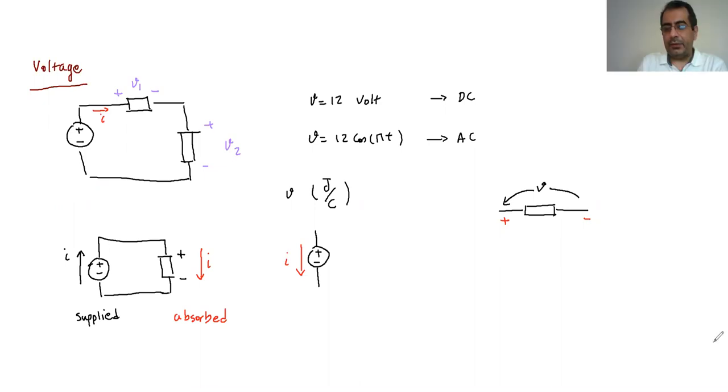So, all good. The next one I'm going to discuss is the last concept I'll talk about today. It's going to be power and energy. The power in the circuit is V times I.